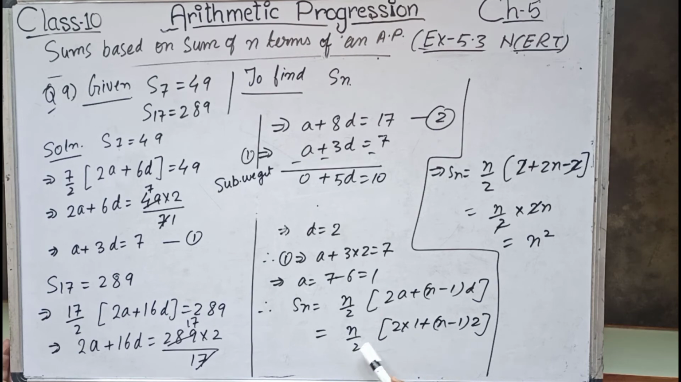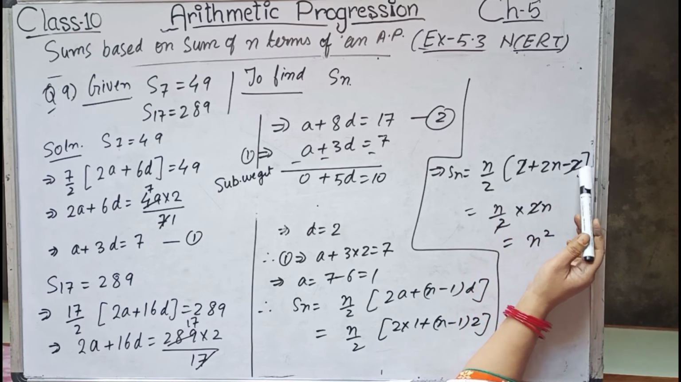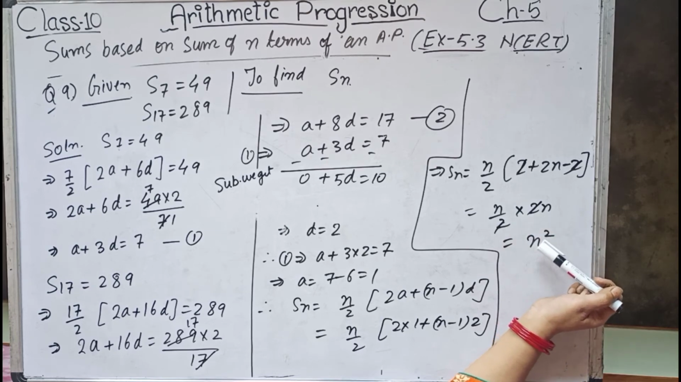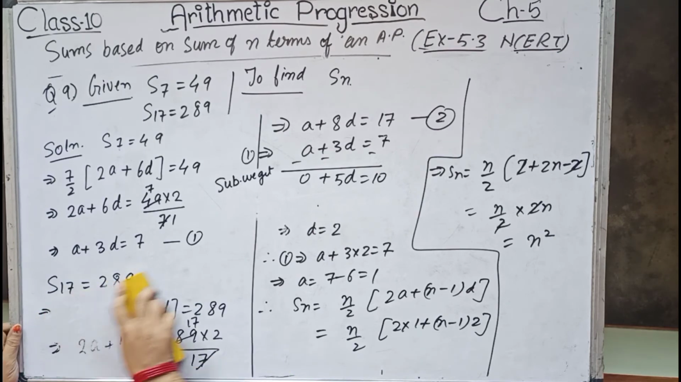So we are getting n by 2 [2 into 1 plus (n minus 1) into 2]. Opening the bracket over here, n by 2 [2 plus 2n minus 2], this 2 will be cancelled and we are getting n by 2 into 2n, that is n square. So the answer is n square, that is, the sum till n terms is n square.